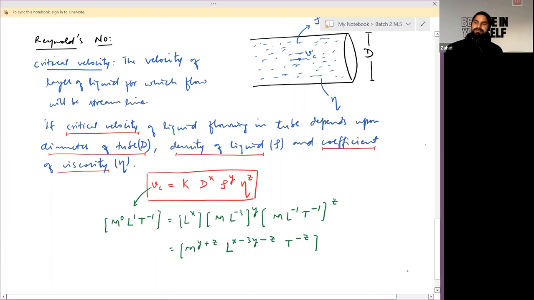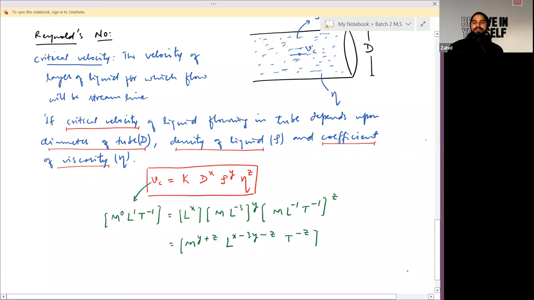Try to solve. Just compare the exponent of each part. You'll get three different equations. Just solve them to find the values of x, y, z.